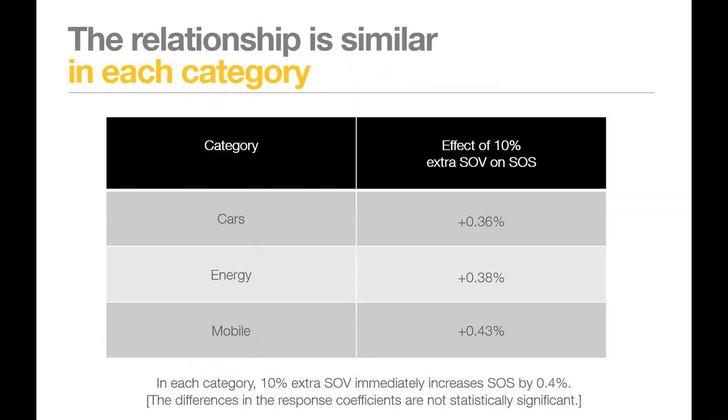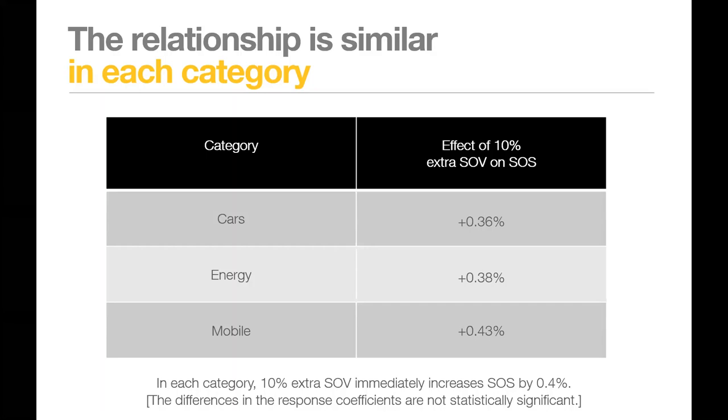So what we find is in cars, a 10% increase in share of voice increases share of search in the short term by 0.36 percentage points. In energy, it's 0.38 percentage points. In mobile, it's 0.43 percentage points. The differences between those figures are not statistically significant. Basically, what we can say is in each category, 10% extra share of voice immediately increases share of search by 0.4 percentage points.